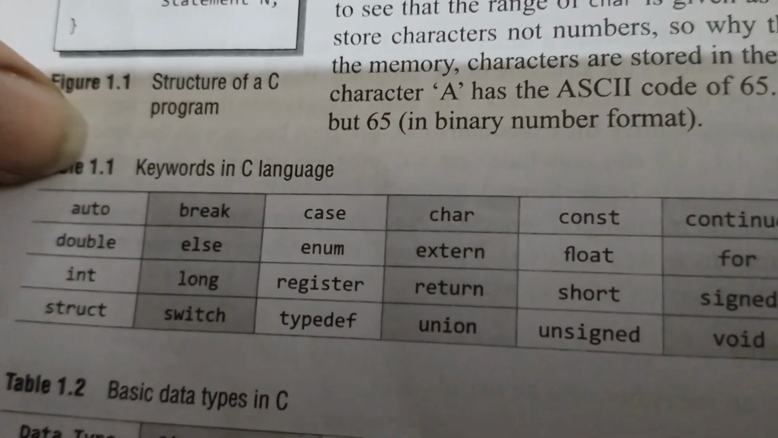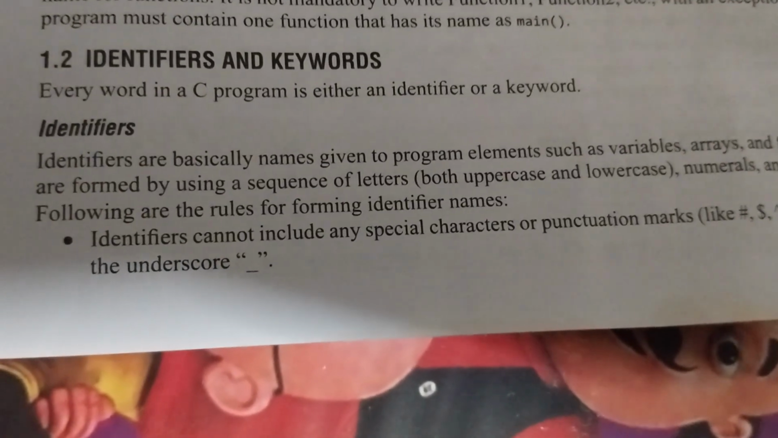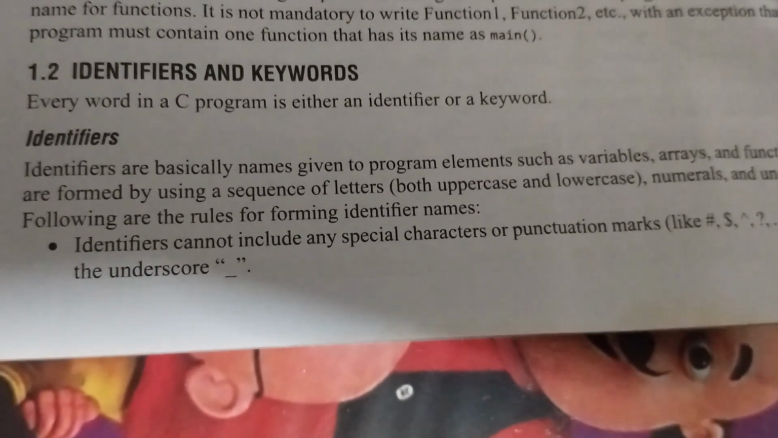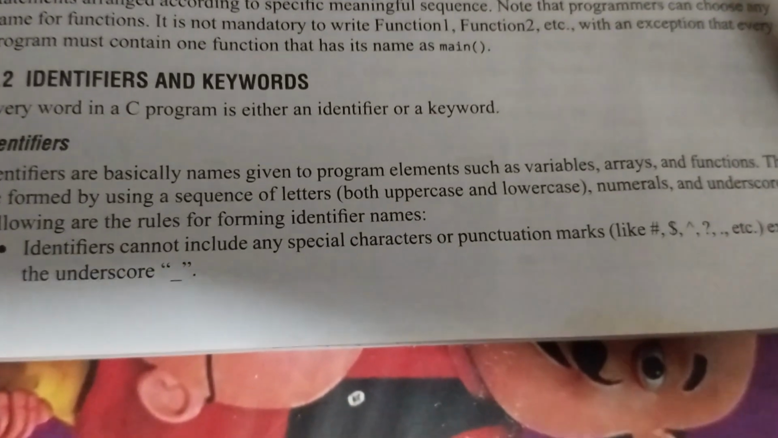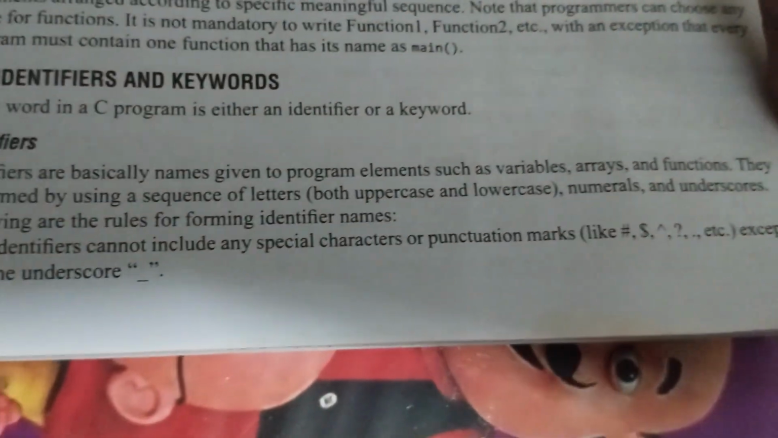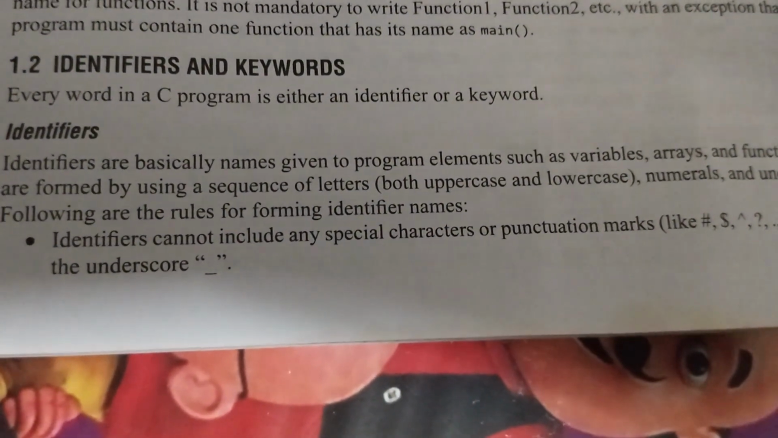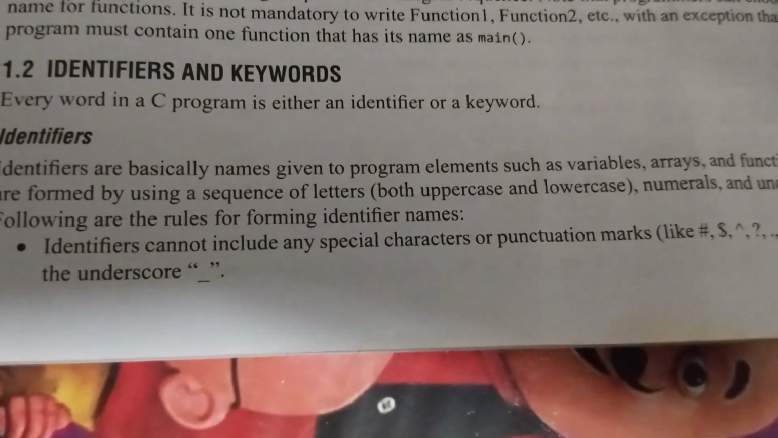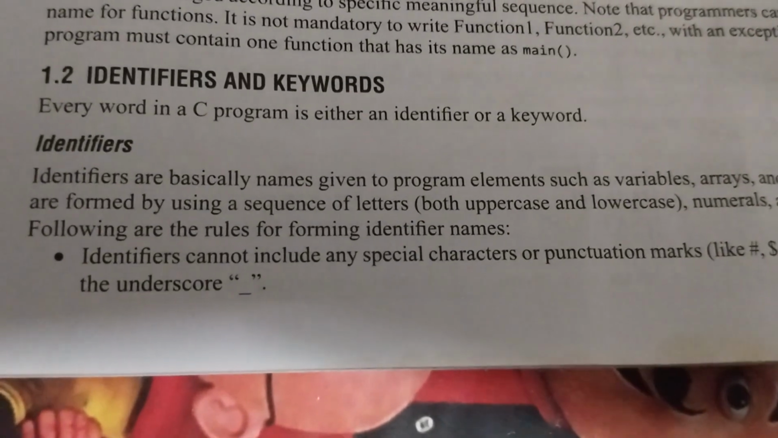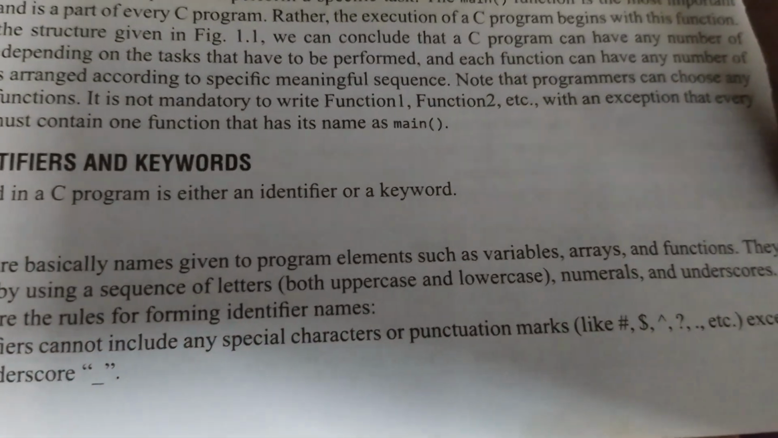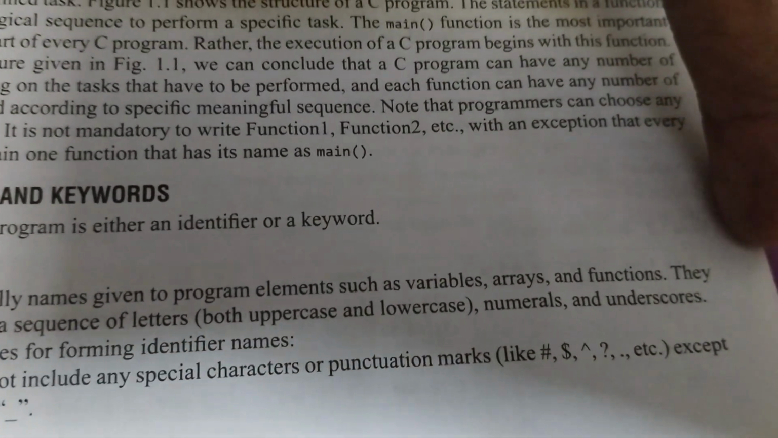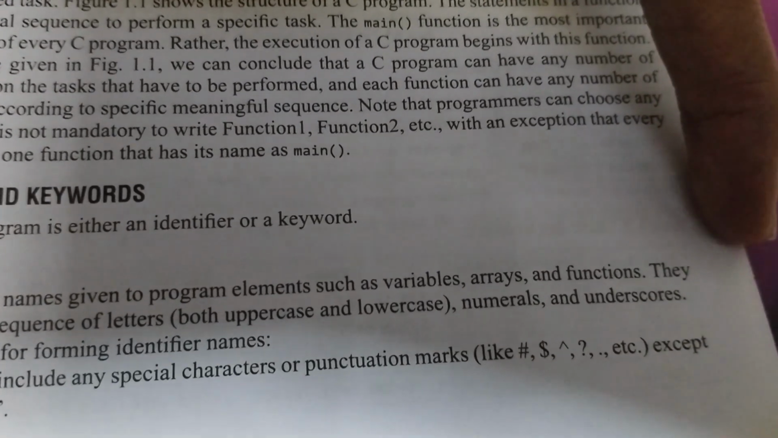Keywords in C. Now identifiers and keywords. Every word in a C program is either an identifier or a keyword. Identifiers are basically names given to program elements such as variables, arrays and functions. They are formed by using a sequence of letters. The following are the rules for forming identifier names. Identifiers cannot include any special characters or punctuation marks like slash, question mark, etc., except the underscore.